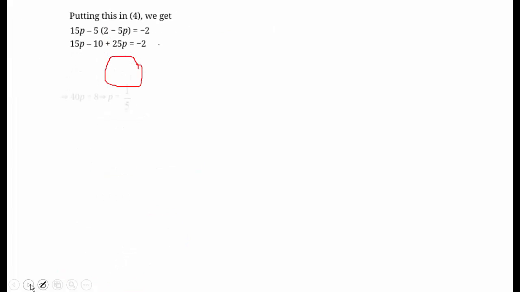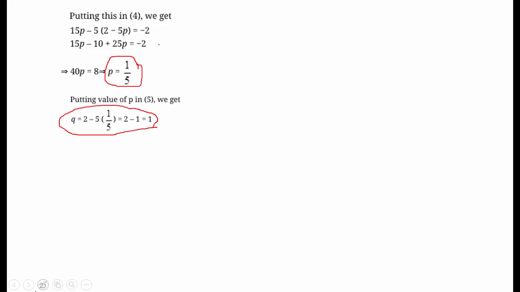Now putting the value of p in 5, or you can also put the value of p in 3 or 4, both will be the same thing. Now q will become 1. From this we have found the values of p and q.